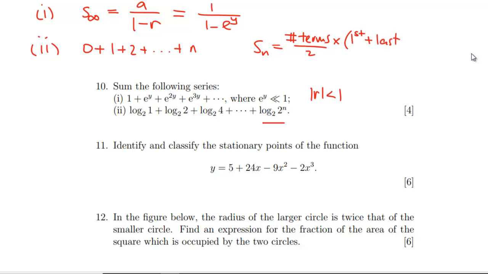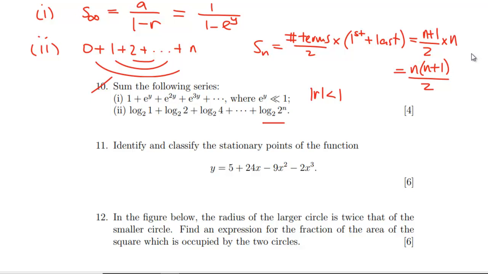So where we're averaging, we're pairing everything up and then multiplying by half the number of terms because they're in pairs. So the number of terms is n plus 1 over 2. Then we need to multiply that by first plus last, which is n. So we've got n times n plus 1 divided by 2. So yeah, we've got one geometric and one arithmetic series.